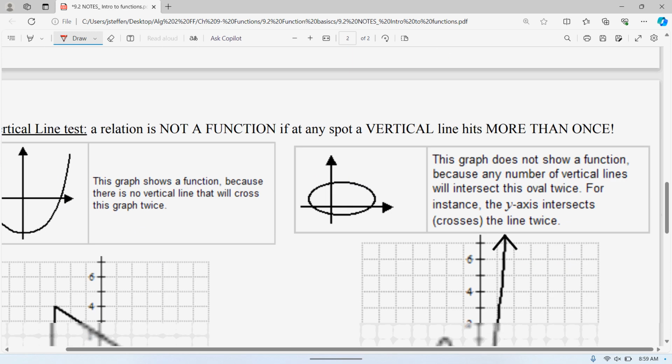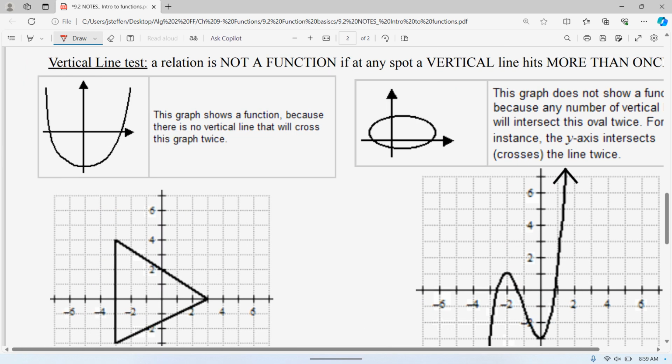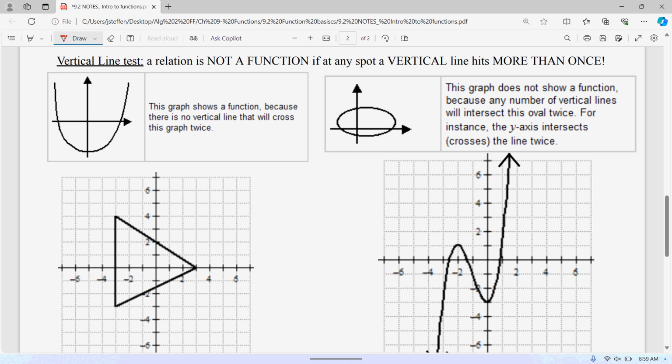So the vertical line test is the most popular thing that people probably remember from this. It is a theory where a relation is not a function if at any spot the vertical line hits it more than once. I tried to describe it, but it's a lot easier just to look at it. So if I took a straight vertical line, you can imagine taking a straight vertical line like this, and through this function, there are no places that hit more than once. Even when it gets really steep right here, it's only going to hit once. So that's why that one is a function.